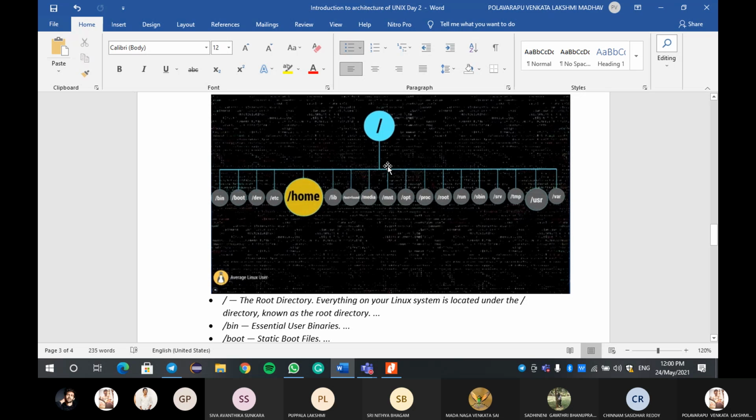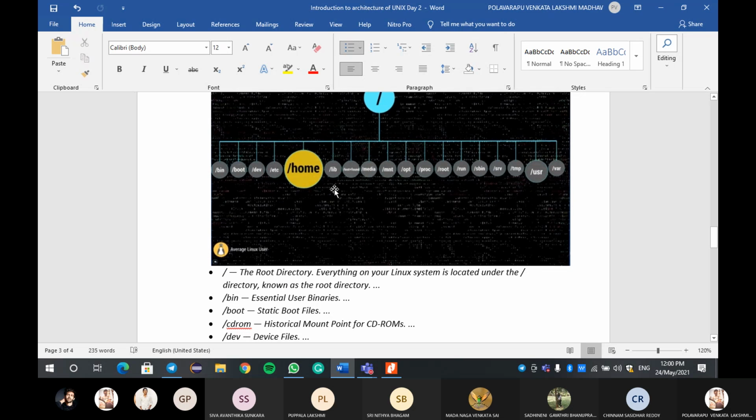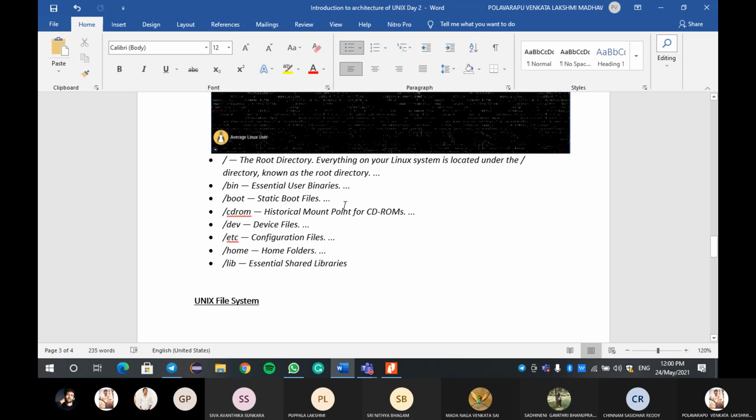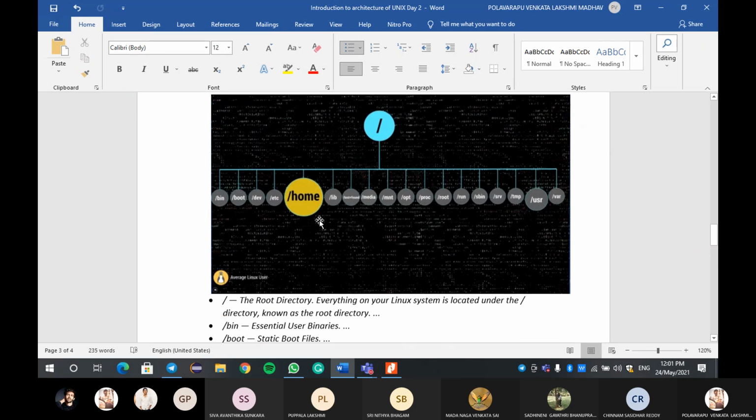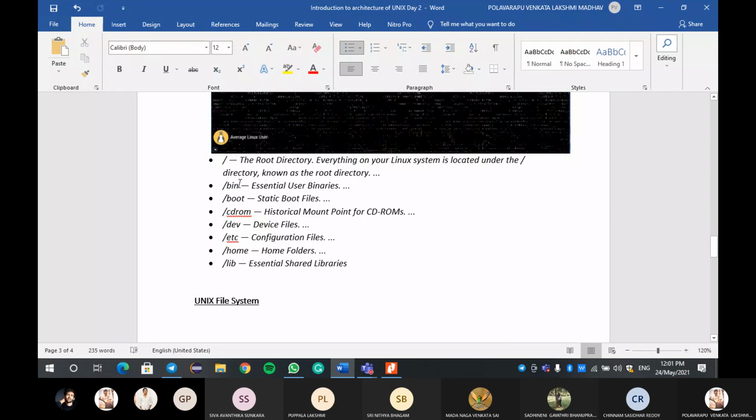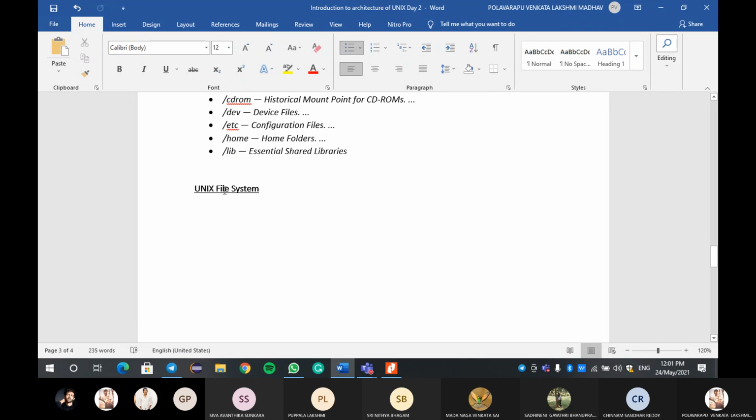slash is used for locating a directory. Basically, bin is for binaries, boot is for boot files, cdrom is for CD-ROMs, and dev is for device files, configuration files, home folders, and essential shared libraries. These are some of the derivations of this whole thing. We can create a library of our own if it is required.